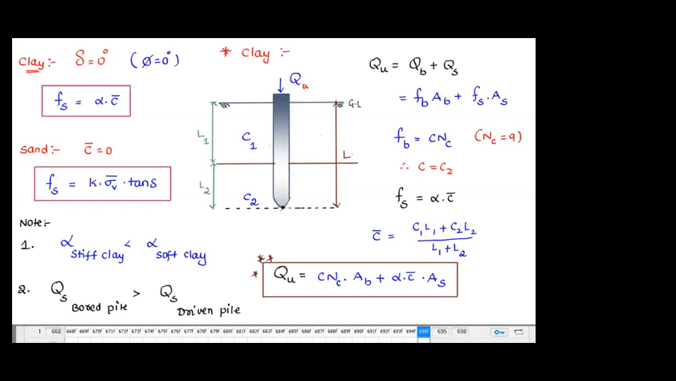If the soil is uniform, then you have to take C bar is equal to C. If the soil is uniform, then the C bar is equal to the C value. Okay. So you have to take these values.